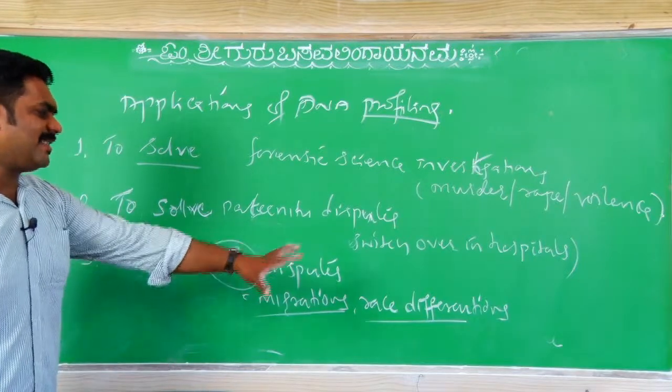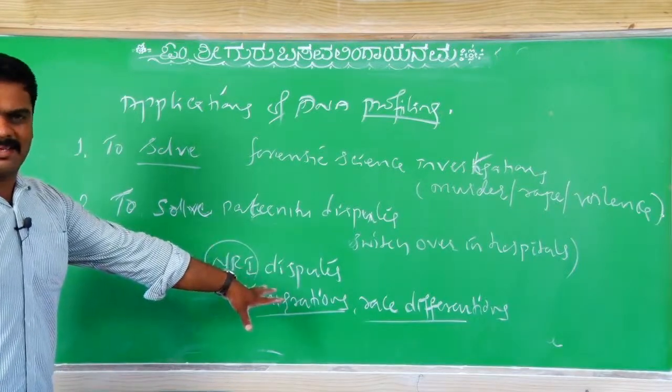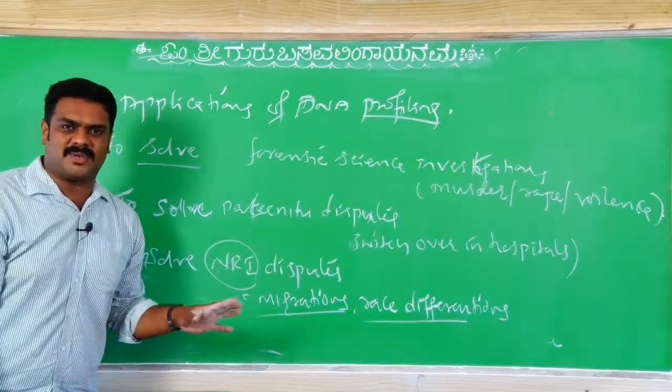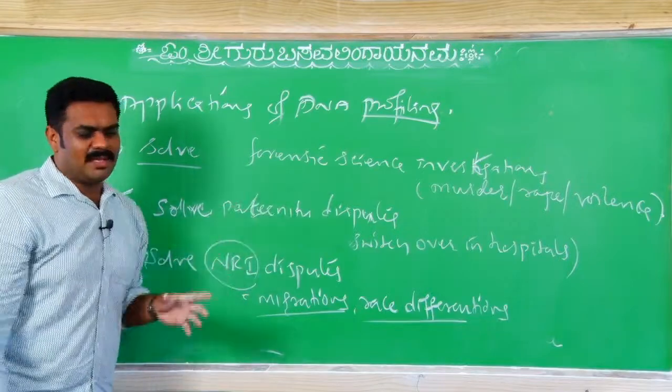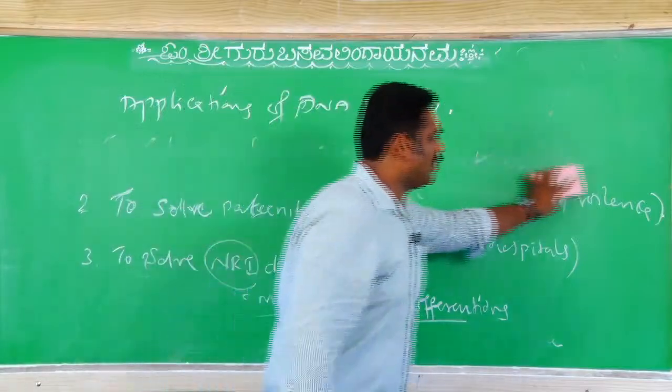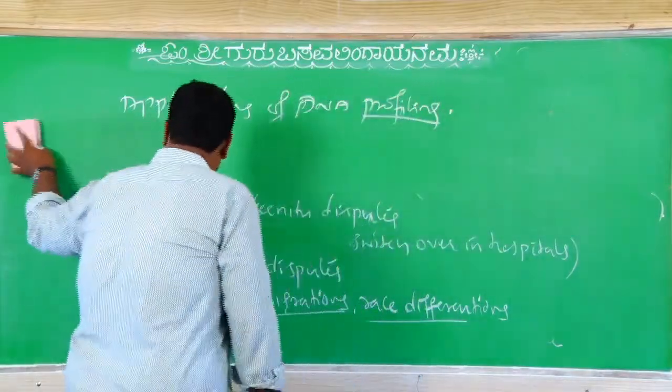To solve such racism or migration cases. Totally, the NRI word is better used for this. He is also under the application of DNA fingerprinting. Truly how far it works, don't know. Next.